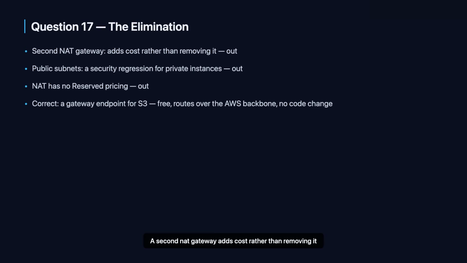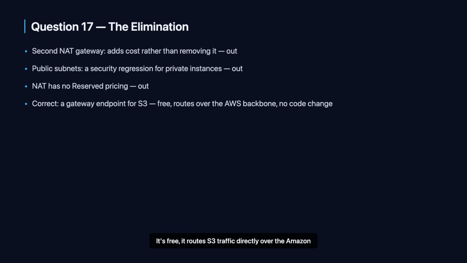Eliminate. A second NAT gateway adds cost rather than removing it. Out. Moving instances to public subnets is a security regression, exposing servers that are meant to stay private. Out. And NAT has no reserved pricing, so that option doesn't even exist. Out. The correct answer is a gateway endpoint for S3.